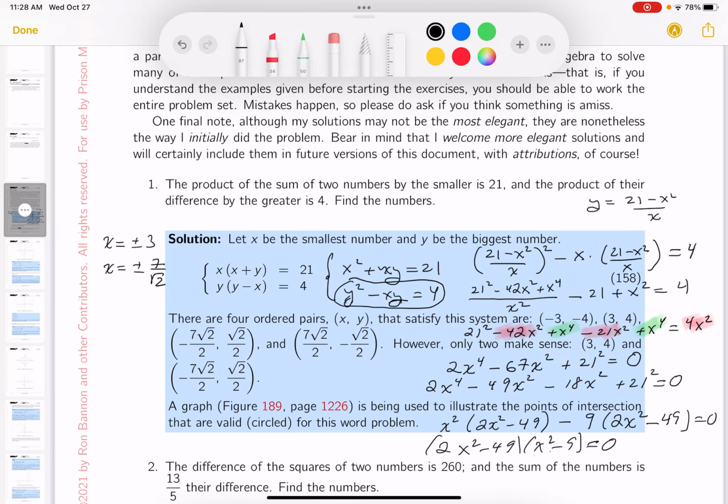And what I mean by that, if x is 3, I wonder what y is. Well, it'll be 21 minus 9 over 3. And that would give you 7 minus 3, which is 4. Now let's try minus 3.